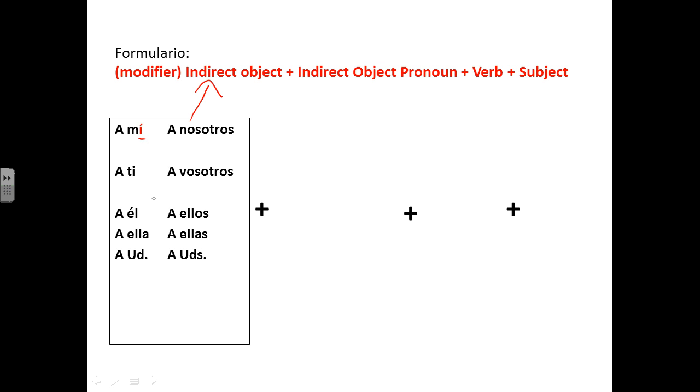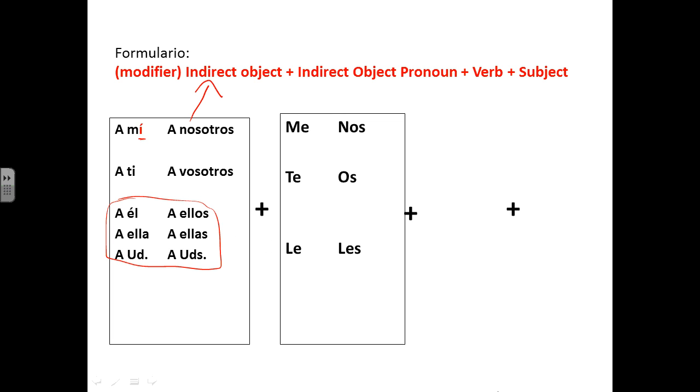The only time you might really need them is in the third person, because you're not sure who the le or les is talking about. And of course, these are pronouns, but you can also put proper names in there. Instead of saying a él, you could say Jose. Now the next thing in this formula that is absolutely essential is you have to have the indirect object pronoun. Me, te, le, nos, os, les. You have to have that in there. The modifier is for emphasis, and many times you don't need it.